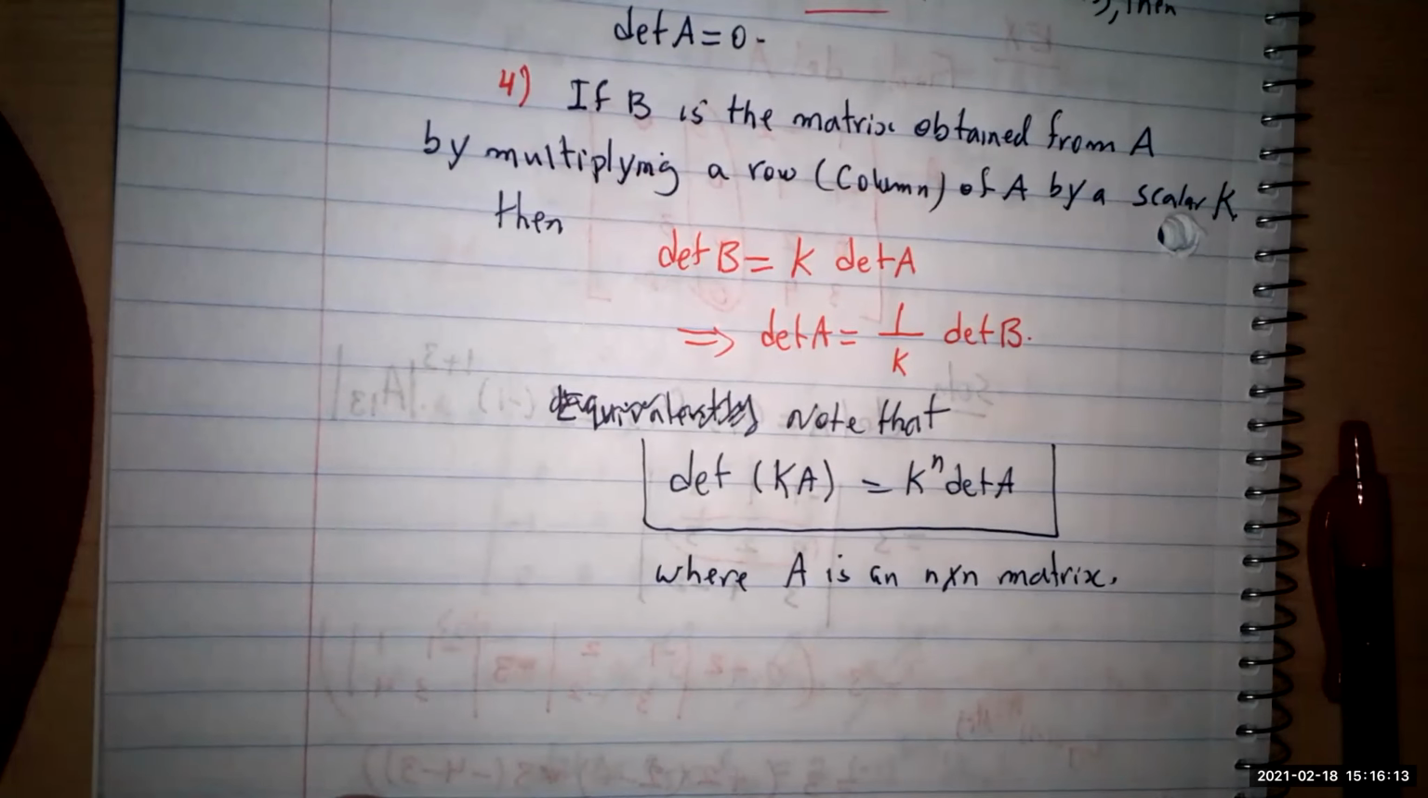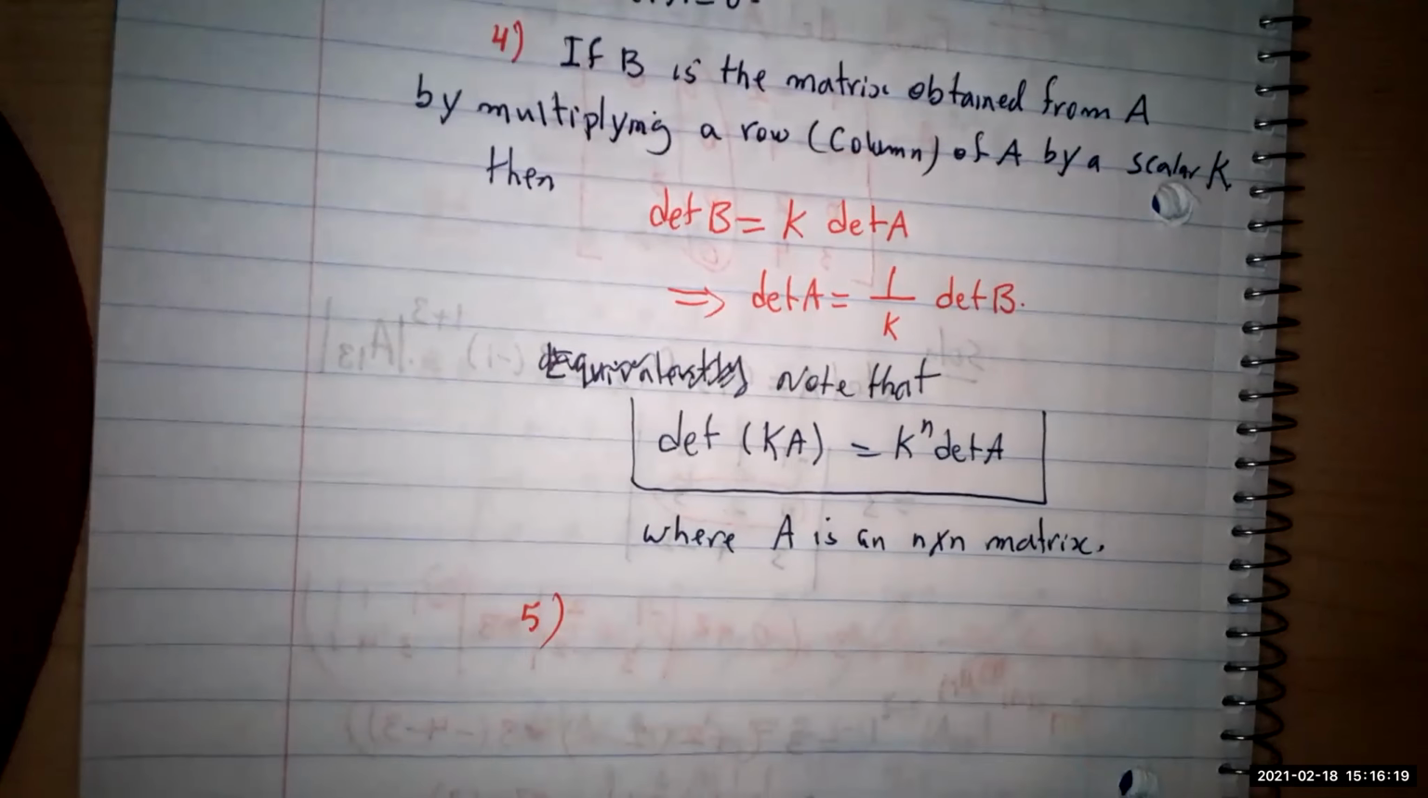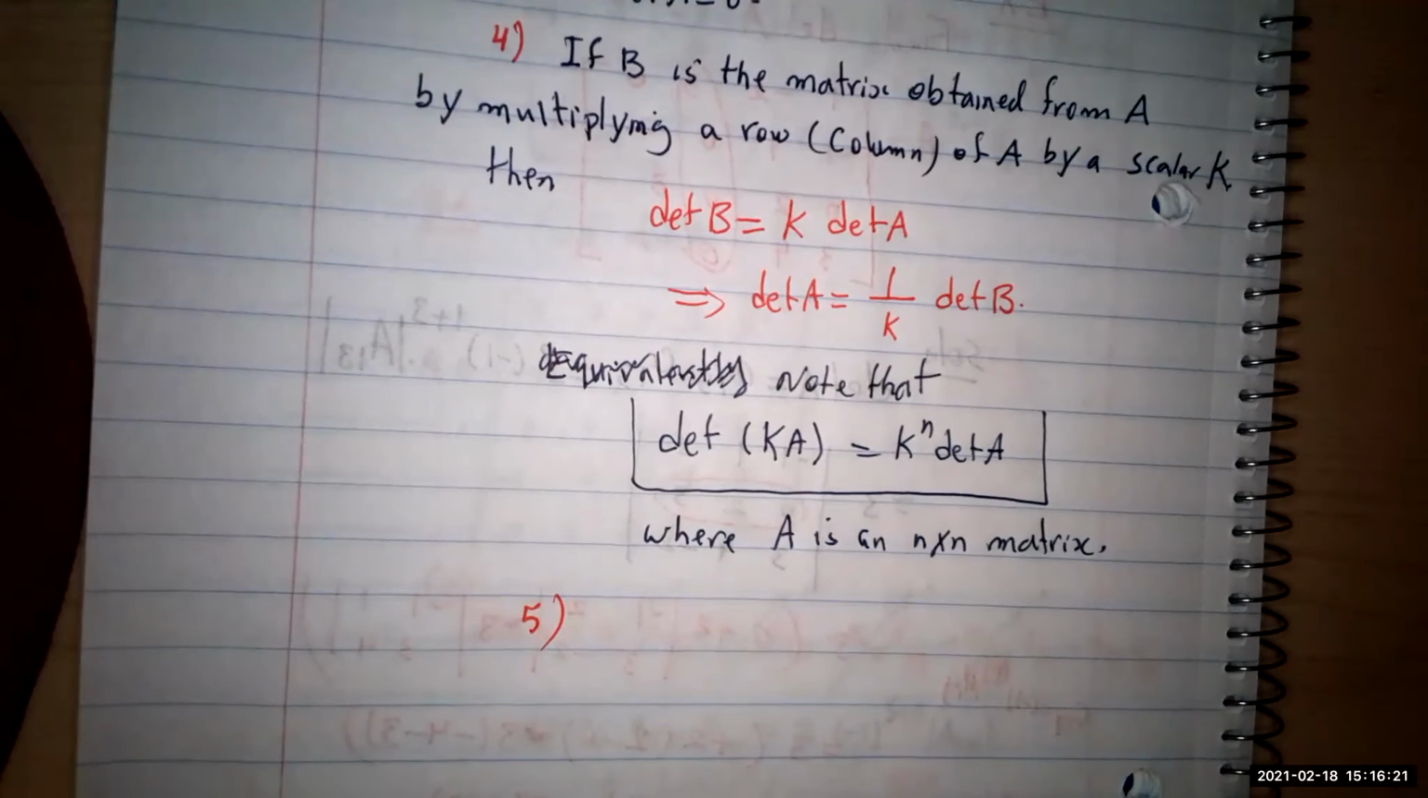What's going to be the fifth one? The fifth one is the one that we are going to use for the row echelon form. Sometimes you add or subtract two rows. Sometimes you multiply one row by a number and add it to the other one in order to get to the row echelon form. And this type of operation does not change the determinant at all.